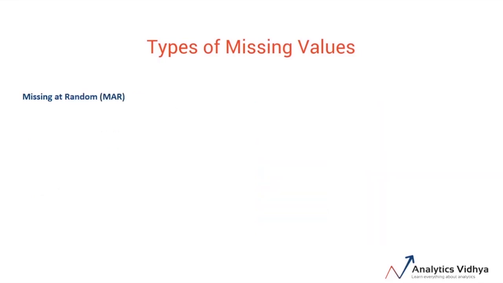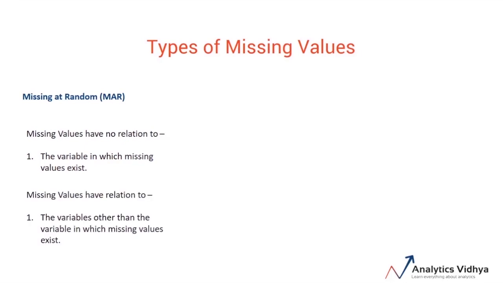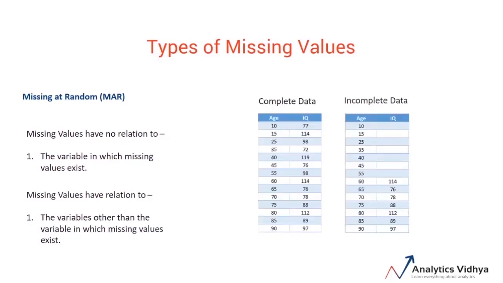The second type of missing values is when we have values missing at random. So what does this mean? This means that missing values have no relation with the variable in which missing values exist, but they do have a relation with other variables. For example, in the same data, if the IQ variable has missing values and all values of IQ are equally likely to be missing, but the missing values are for the people whose age is less than 60, then this becomes a case of missing values at random.